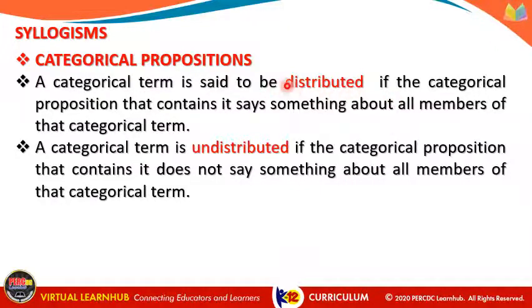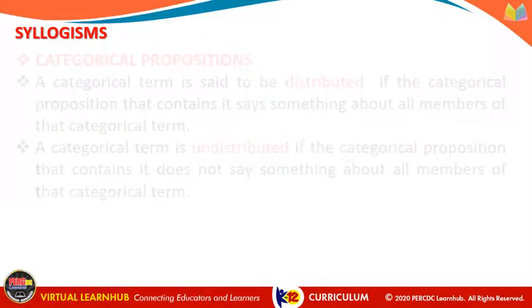So again, distributed, we are sure about all members of the categorical term. While for undistributed, we do not know anything about all members. Maybe you just know some, but not all. So that is undistributed. Let us now take a look at the different types of categorical propositions. And at the same time, let us take a look if our term is distributed or not distributed. There are four types of categorical propositions.